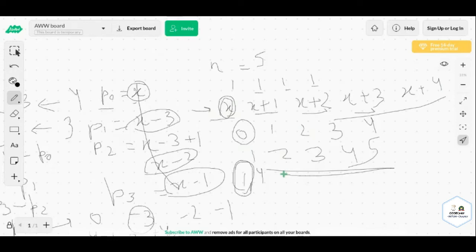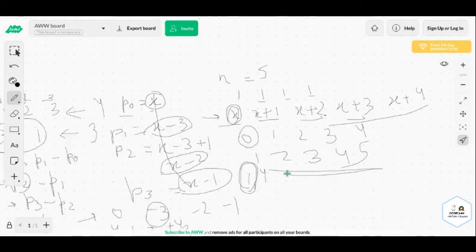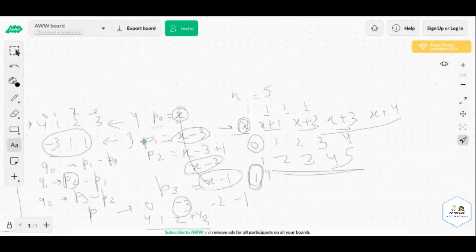Any confusion? How did we approach the problem? Okay, no one. Okay, so then jump to code.